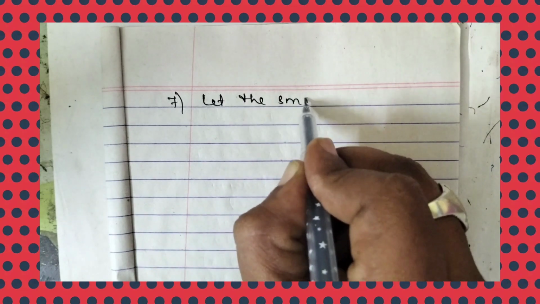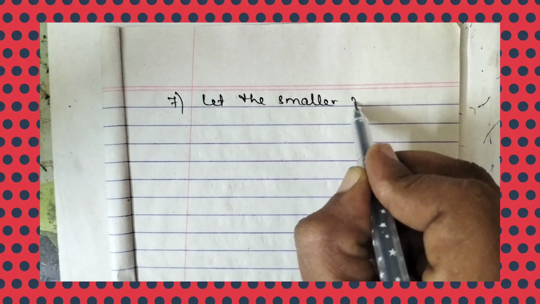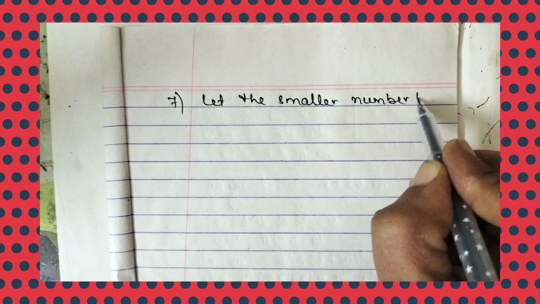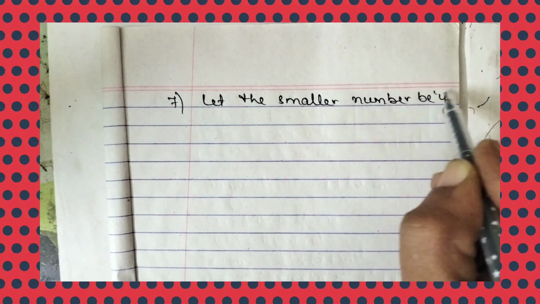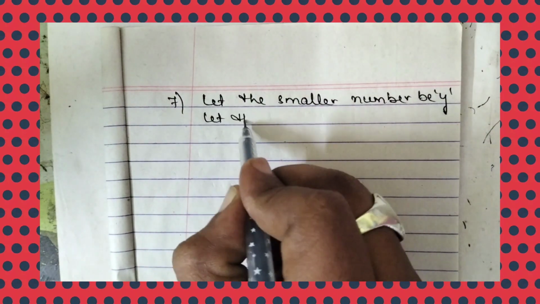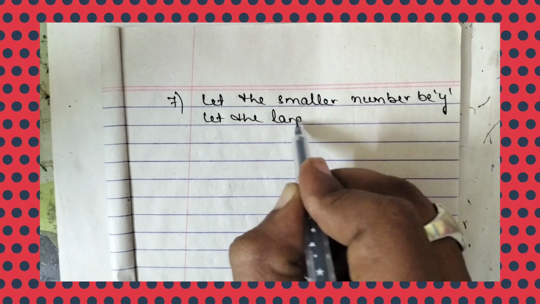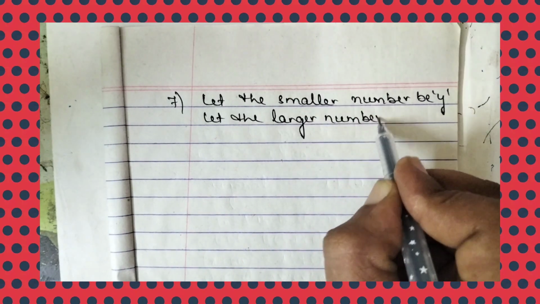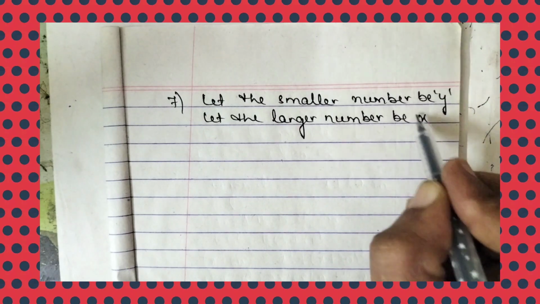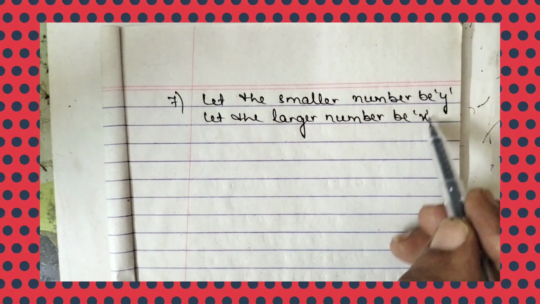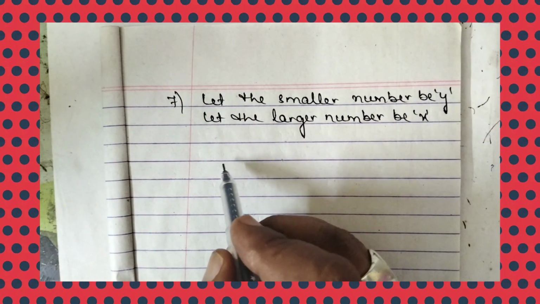Let the smaller number be y. Let us take the smaller number as y. Then let the larger number be x. Smaller number is y, larger number is x. So difference of these two will be equal to 180.